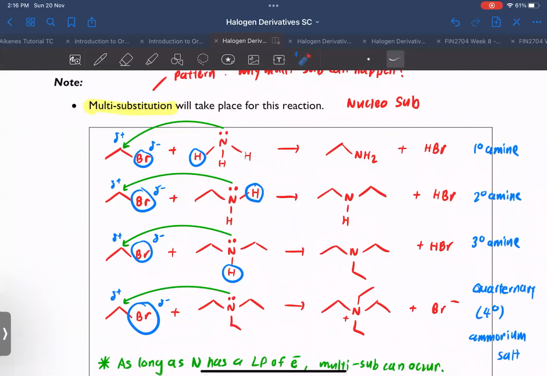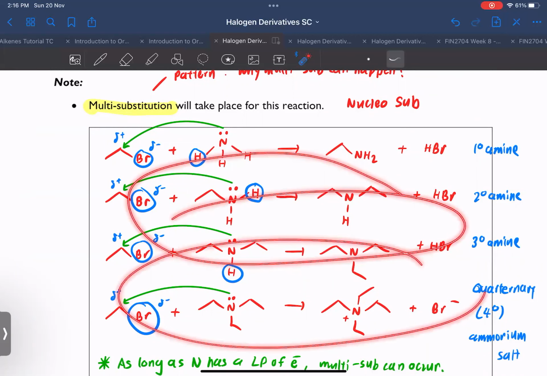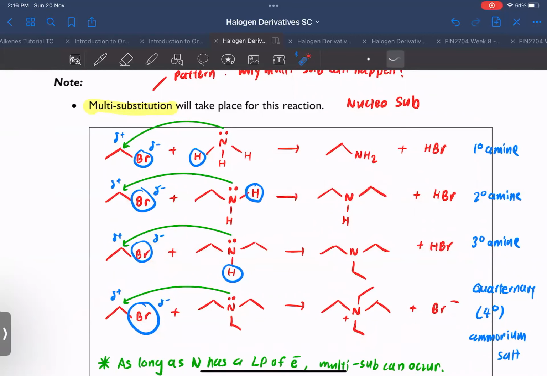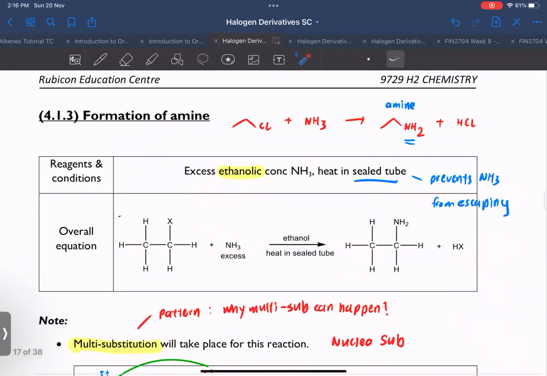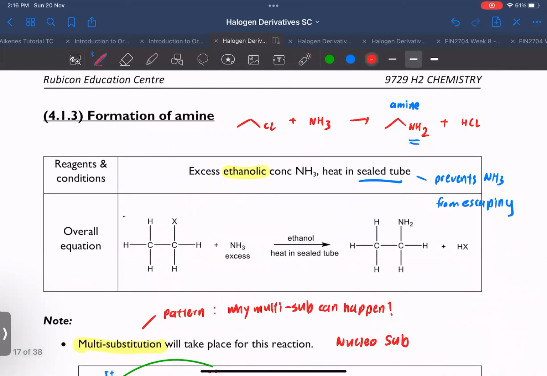Sometimes I don't want multi-sub to happen. Sometimes I just want one reaction and that's it. I don't want it to go on and spiral out of control. So how should I do that? You see here, at the start of the page, when they write excess, the excess right here is just for mono substitution, just for one substitution.